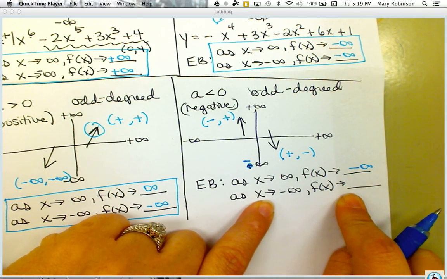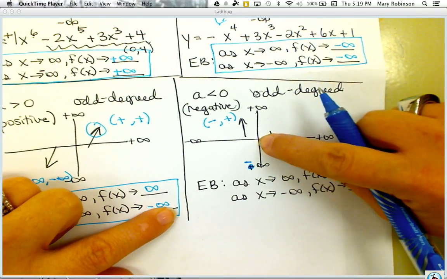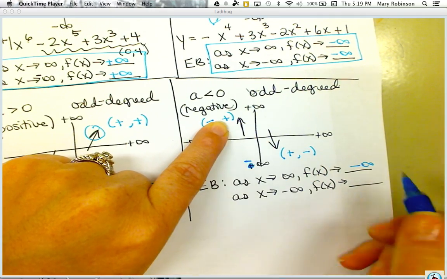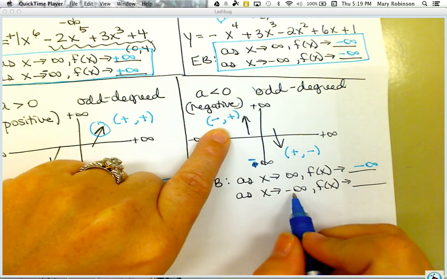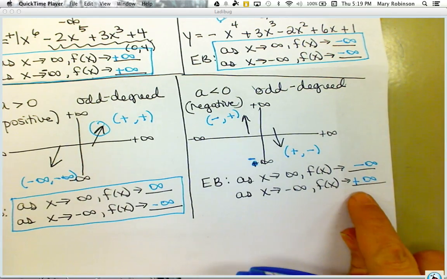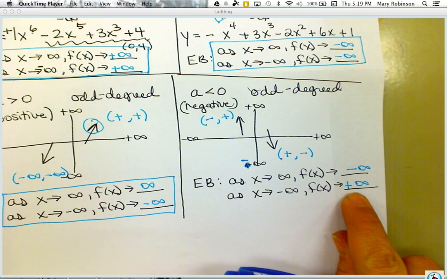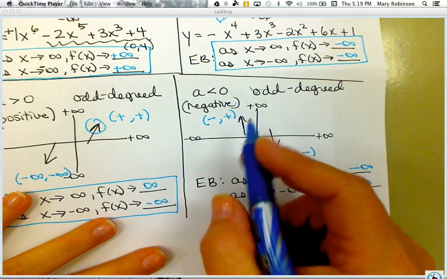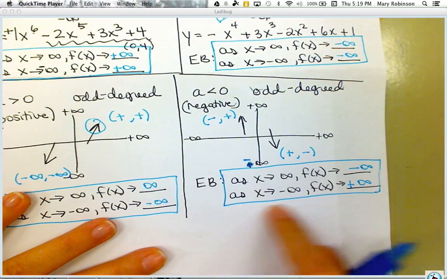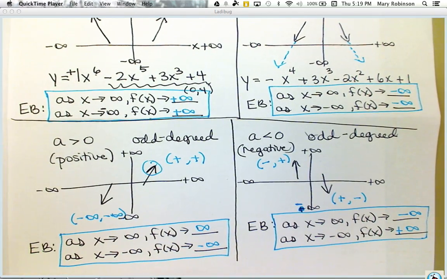Likewise for the last one, as x is approaching negative infinity, my function is approaching positive infinity, so these signs here apply. Negative infinity, positive infinity. So you can put the positive if it helps you. If you leave it off, it's still understood to be negative, so either way is fine. But your end behavior statements have to be written just like this, so you need to practice it, okay?